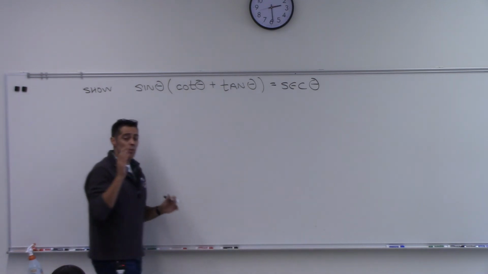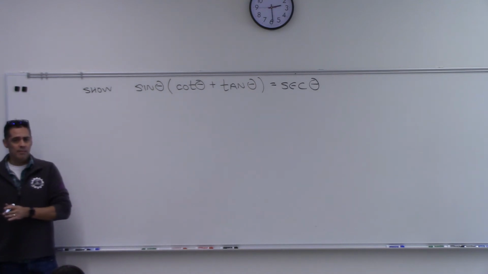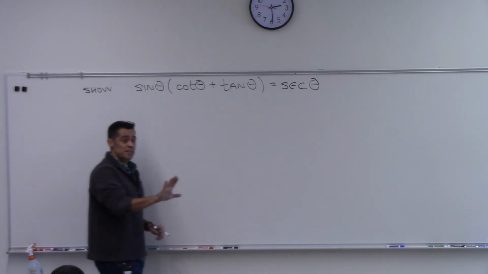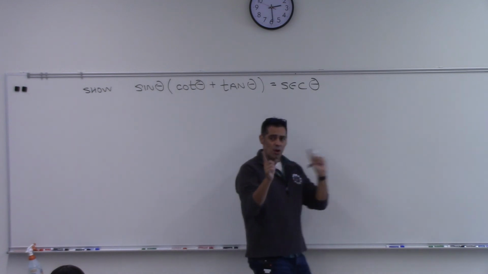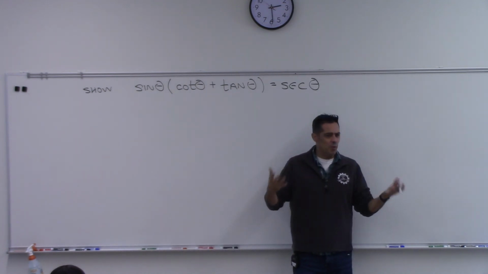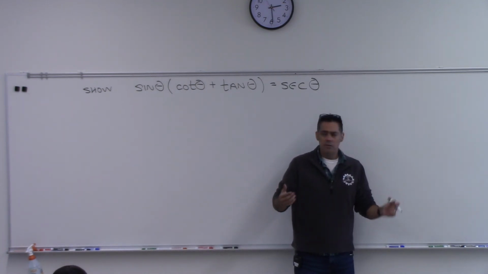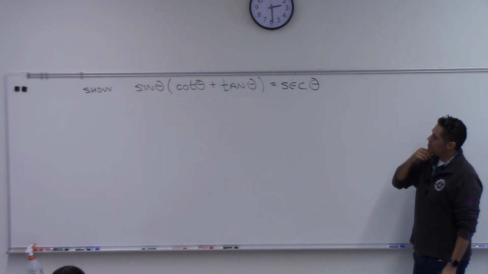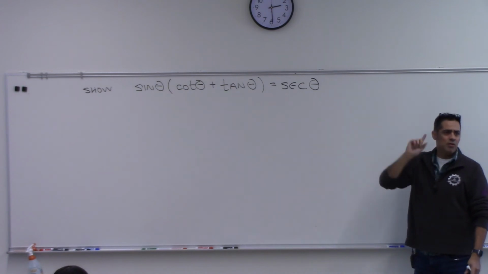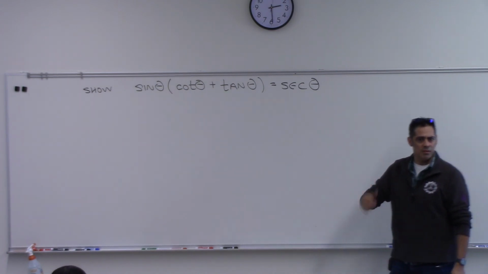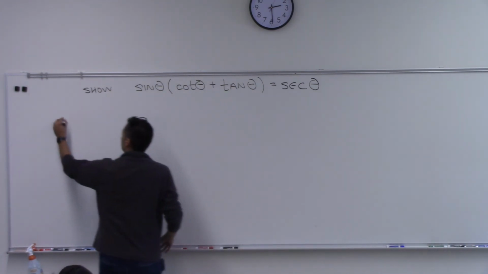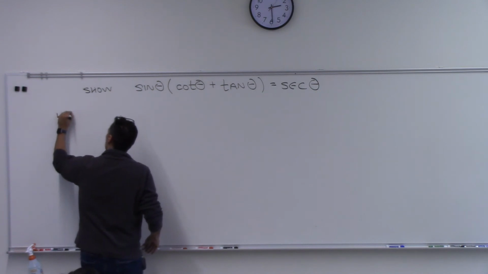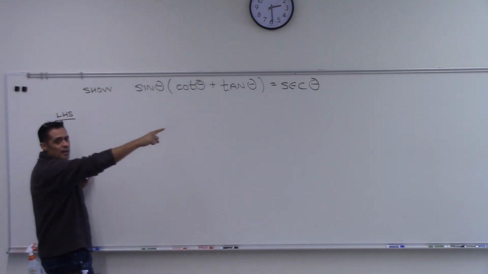So you're going to start with one side and turn it into the other. Generally speaking, the side you start with is the one that looks more complicated. Which in this case is which side? Which side of that equation looks worse to you? The left side. That's where you usually start, with the one that looks worse. So I'm going to write left-hand side, and what I'm going to try and do is turn it into the right-hand side.